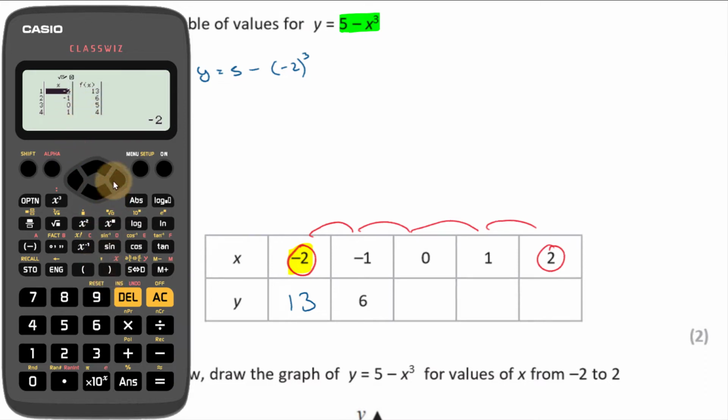If we have a look on our table of values, I've got -2 goes with 13. That's the one we found earlier. And I've got -1 goes with 6, which is given. I've got 0 goes with 5. I've got 1 goes with 4. And I've got 2 goes with -3. Okay, so they're all my values that I need to plot.